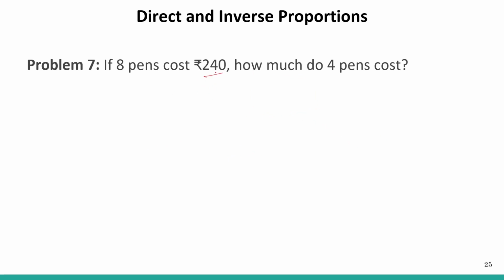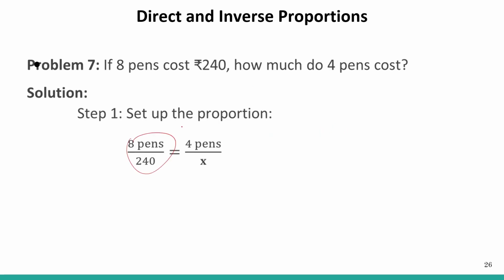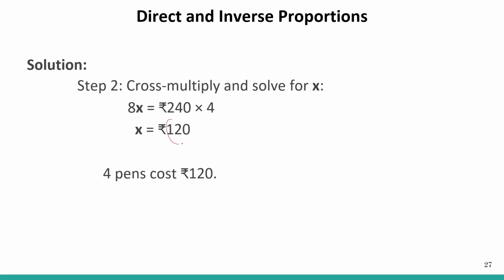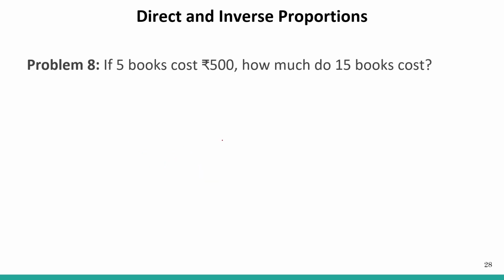So if 8 pens cost 240, how much do 4 pens cost? Let's use the same proportion equation; it can also be called a product cost relation. So 8 pens cost 240, so 1 pen costs 30. This implies that 4 pens cost 120. So 8 by 240 is equal to 4 by X. So this is equal to 120 rupees. So 4 pens will cost 120 rupees.